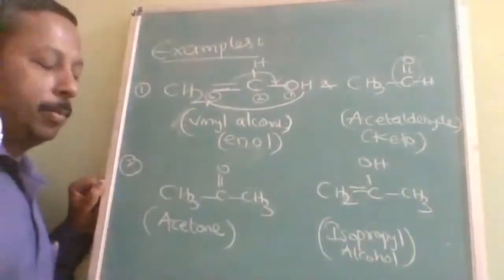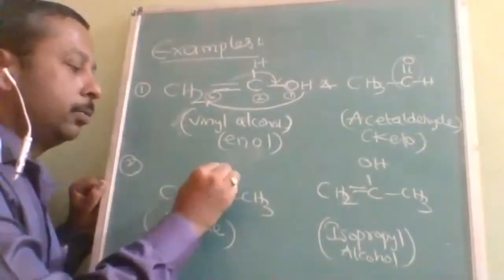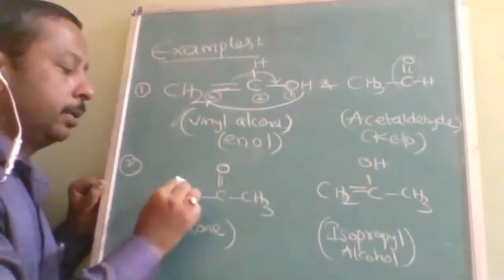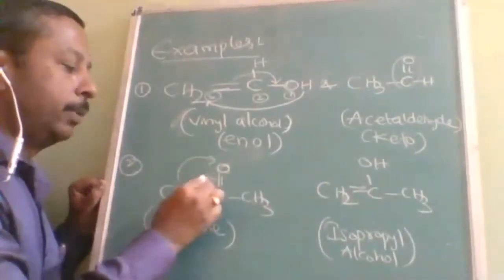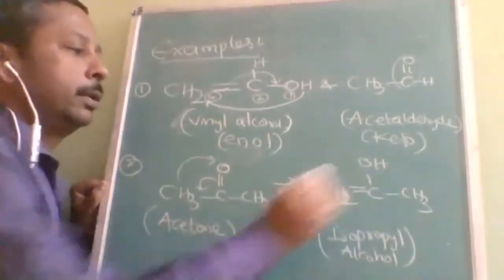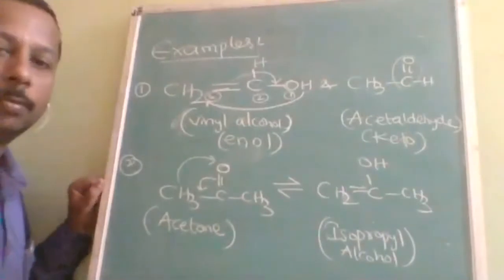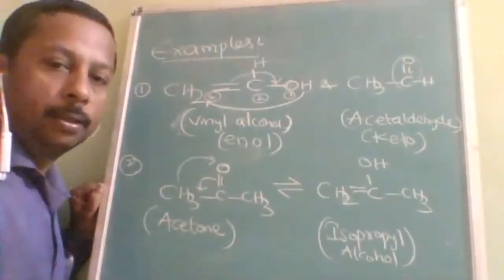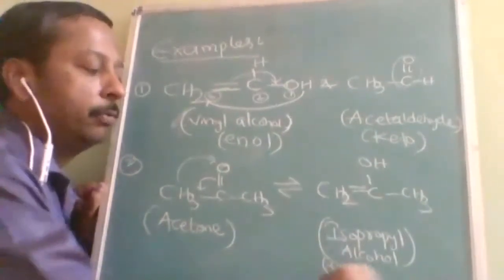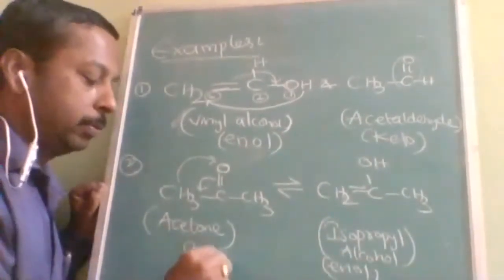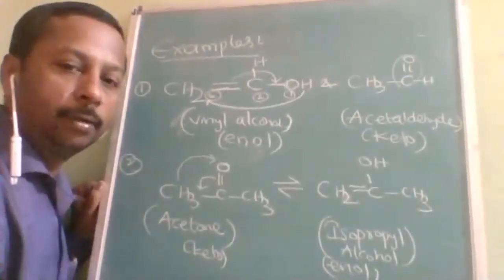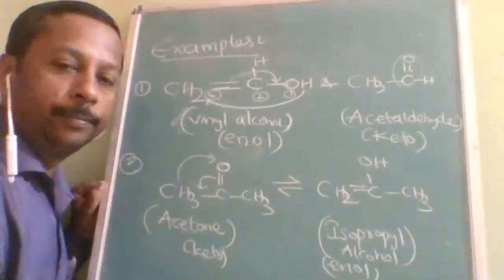Next, coming to acetone. In acetone there will be the ketone form. This will result in migration of hydrogen from here to here and the double bond here. So it will be converted to alcohol and double bond, isopropyl alcohol. This is isopropyl alcohol, which is the enol form. Here the enol form is this one, and this is the keto form. So this is how you convert keto form into enol form and enol form into keto form.